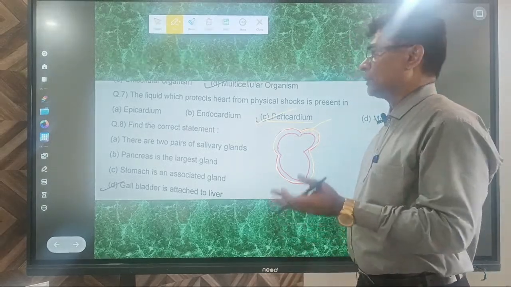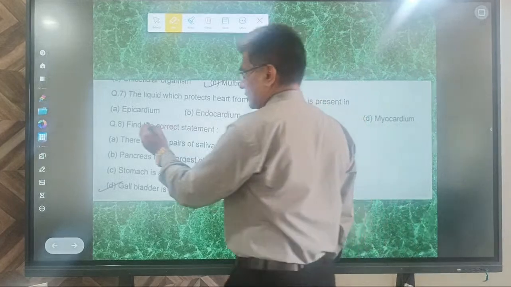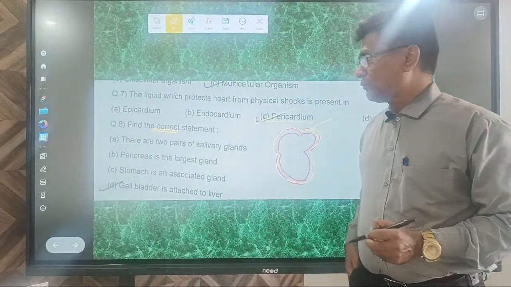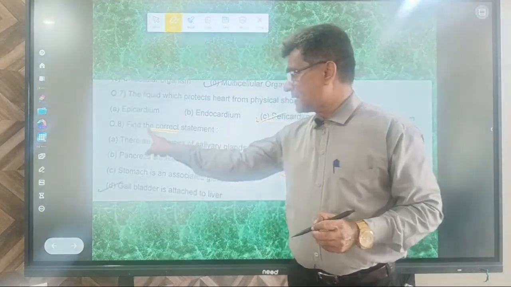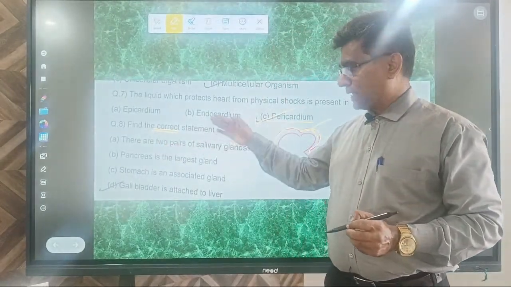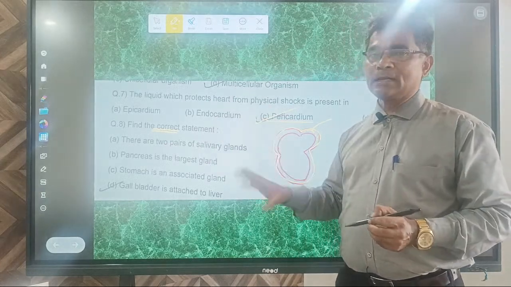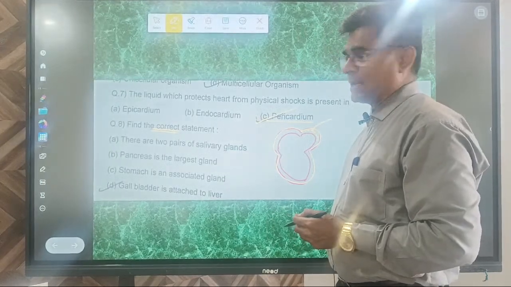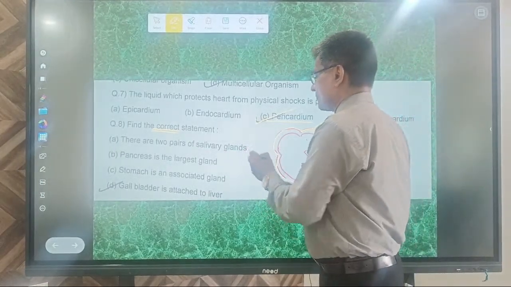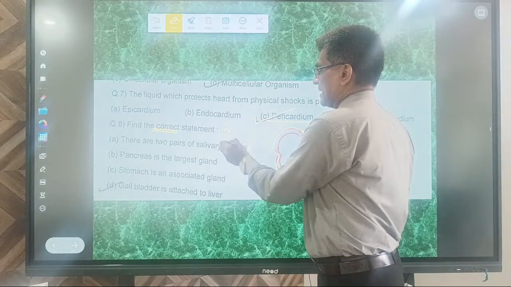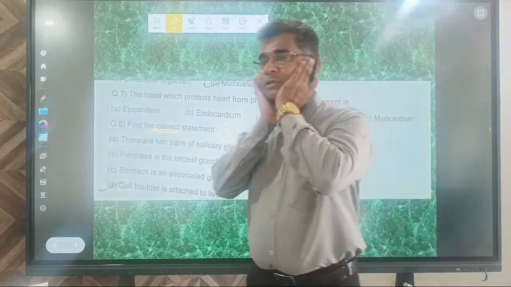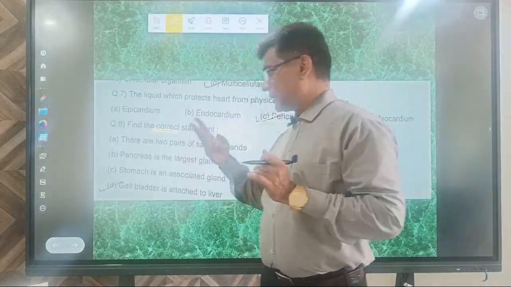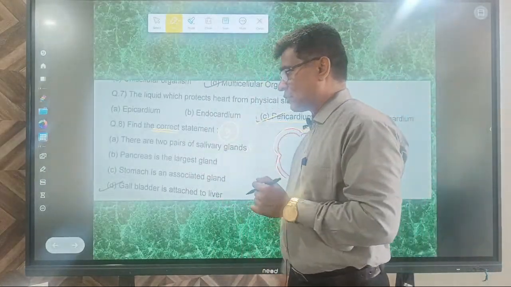Coming to the 8th question, find the correct statement. In such type of questions, you need to focus on what is asked. Find the correct statement. Now, that means the remaining 3 will be false statements. So, let's see. There are 2 pairs of salivary glands. So, this is wrong. We have got 3 pairs of salivary glands. एक गालों के पास होती है, एक sublingual and एक submandibular या submaxillary. तो there are 3 pairs. So first option is wrong.